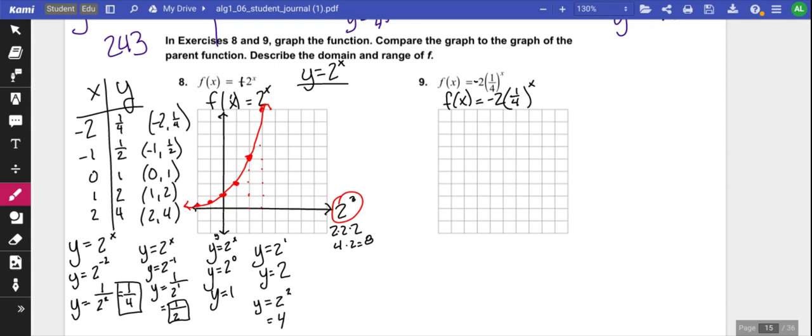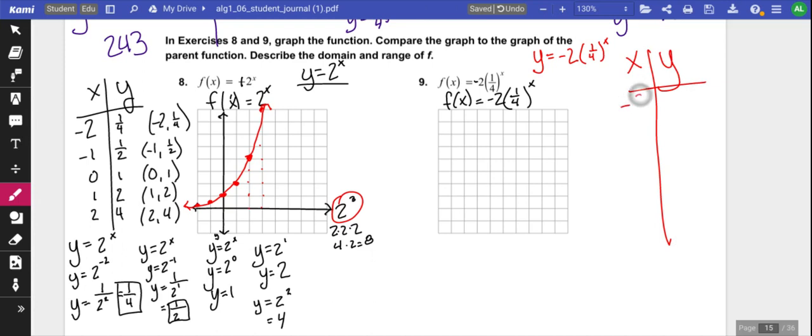So let's look over here. Same deal. If the function notation stuff is confusing, I'm just going to change it. Now it's y is equal to -2 times 1/4 to the x. Remember, I added a negative for this one. Same deal, I want to have my x and my y values. I want the same ones: -2, -1, 0, 1, 2. And I'm just going to go one by one.